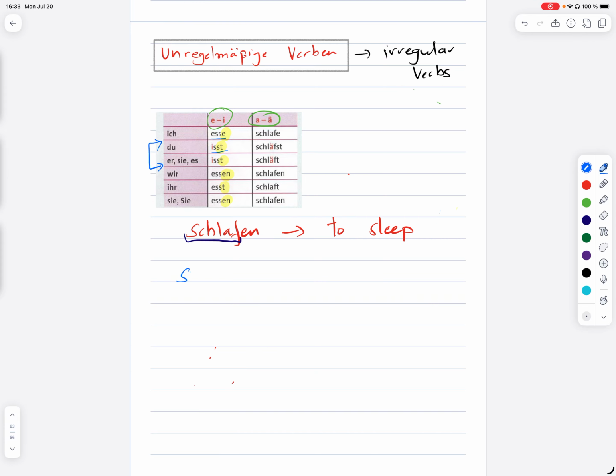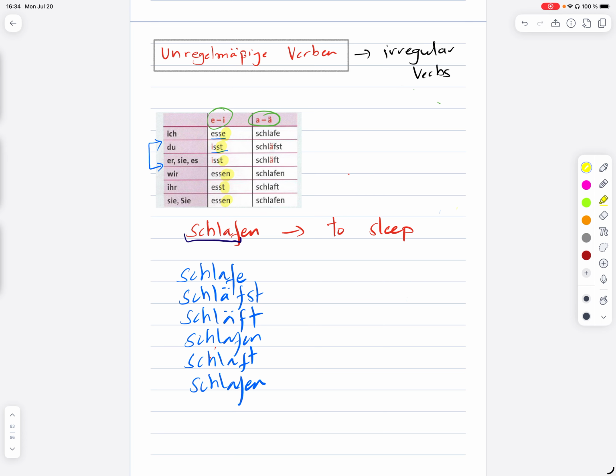So ich schlafe, du schläfst. So a went to a umlaut, er, sie, es schläft, wir schlafen, ihr schlaft und sie schlafen.